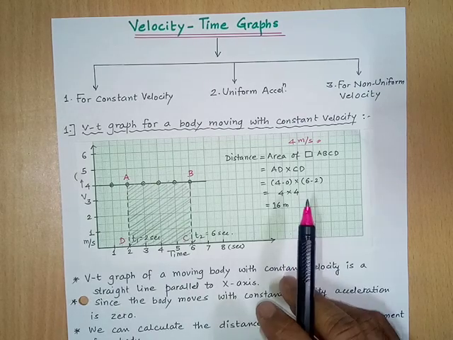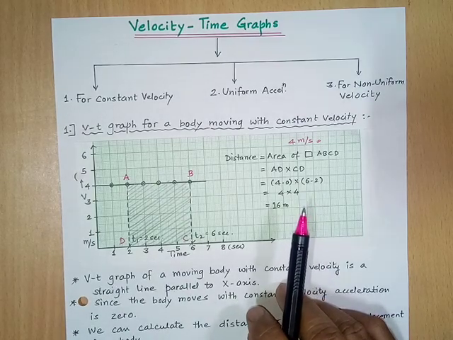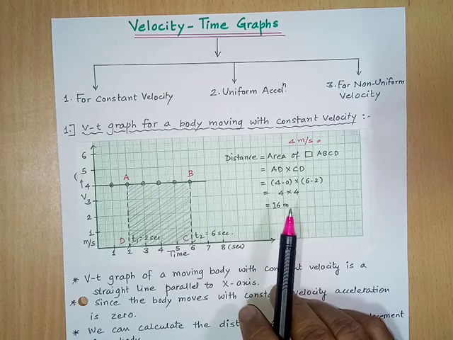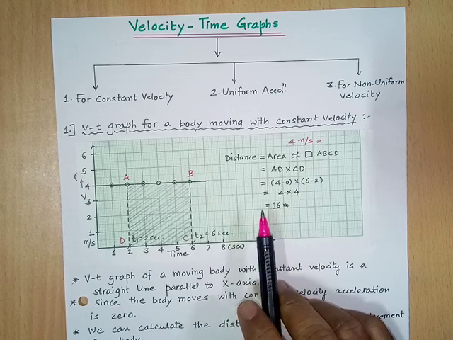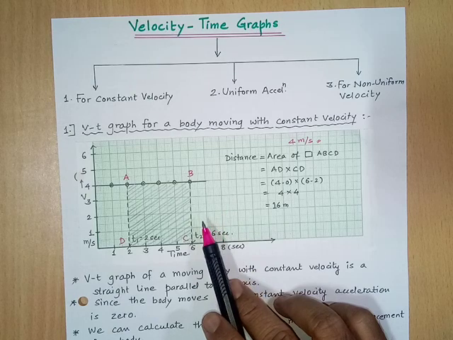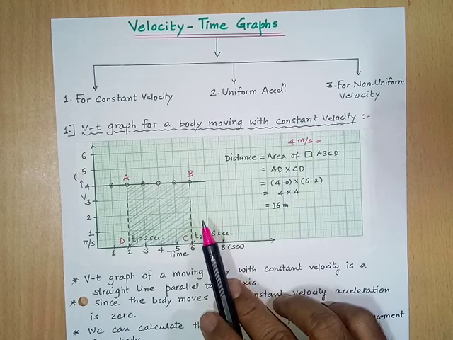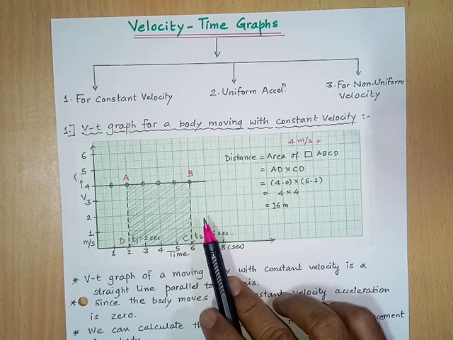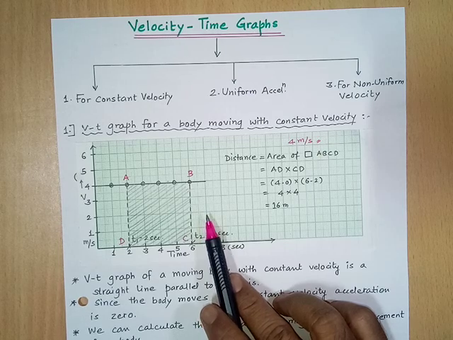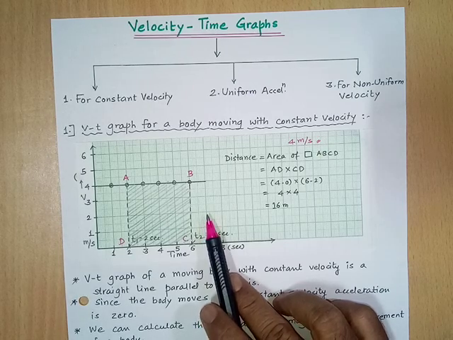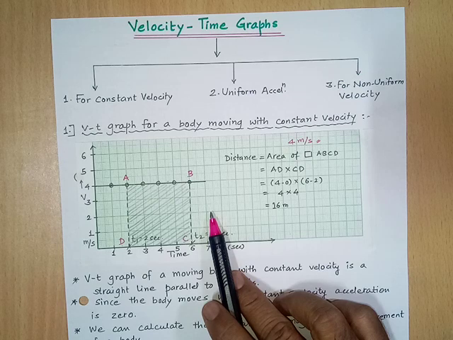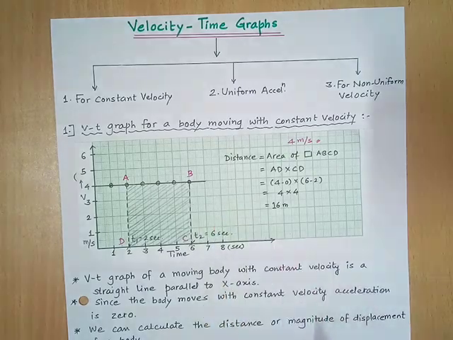I told you that from the velocity time graph we can also determine some quantities. With some treatment to this graph, the distance covered by the object, or the magnitude of the displacement covered by the object, can be found out with the help of this velocity time graph. Now how can I find the distance or magnitude of displacement covered by the object when it is moving with constant velocity? Let's try to understand it.